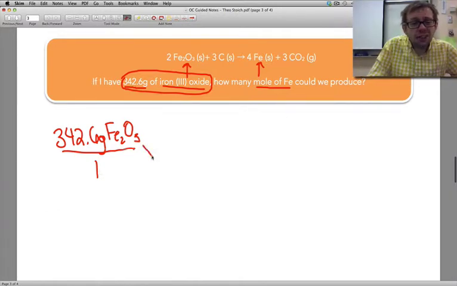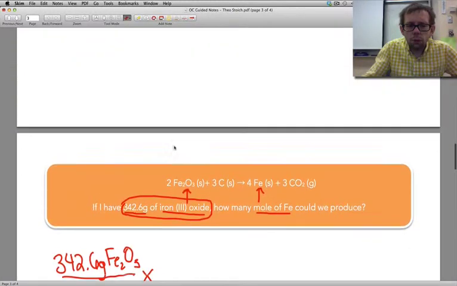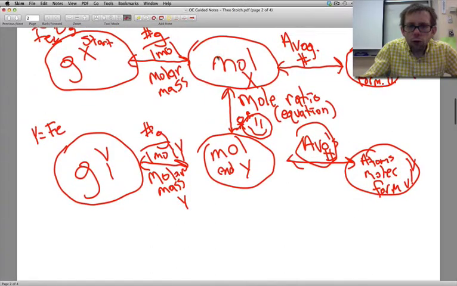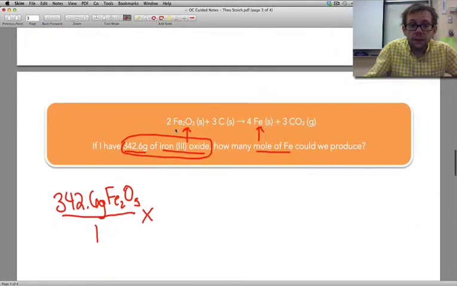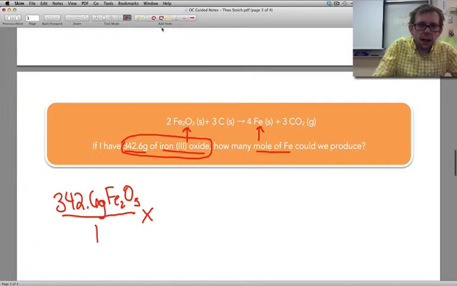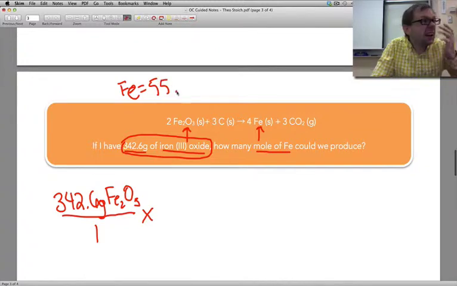Okay, so yeah, you should write it. So that's where we start. Now, what do we do now? So I'm starting here, and I want to get to here, so I need to use the molar mass. So what I want to do is get the molar mass of Fe2O3. So we'll look up the molar mass of iron. Iron is 55.845, if I remember. Oh, 847.